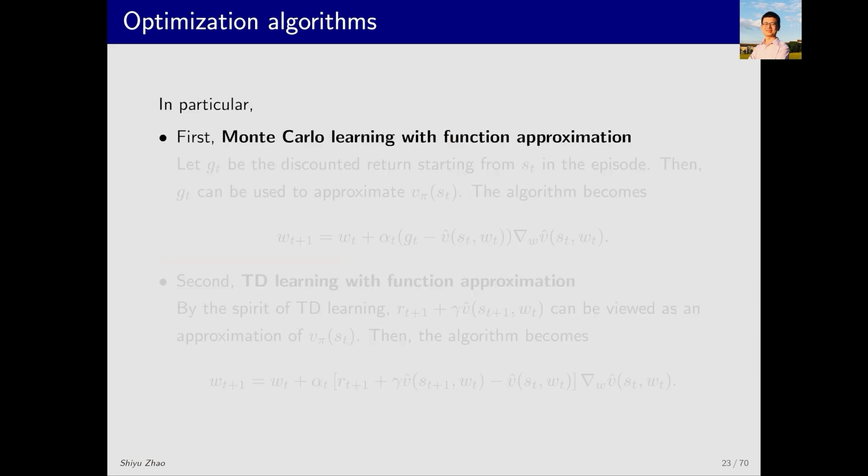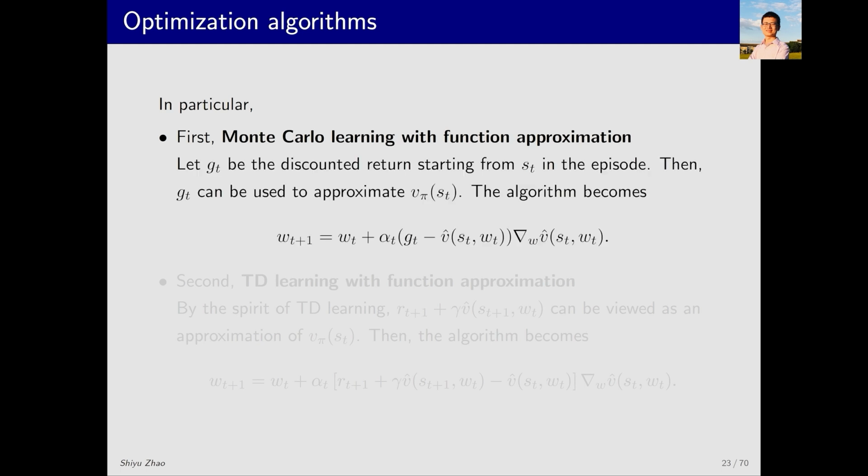The first method is Monte Carlo learning, which is very straightforward. Although we don't know v_pi(s_t), we can use g_t to replace it. What is g_t? Starting from s_t, I have an episode, and along that episode I receive a series of rewards. The discounted return I can get is g_t. I use this g_t as an estimate for v_pi(s_t). Isn't this the basic idea of Monte Carlo? At this point, the resulting algorithm is the Monte Carlo learning combined with value function approximation.